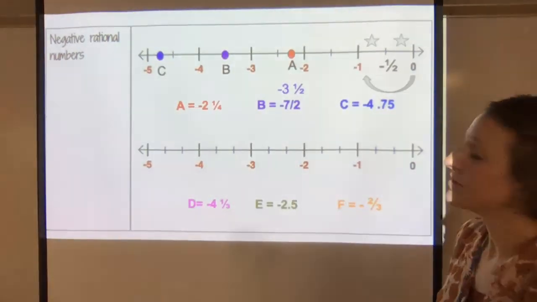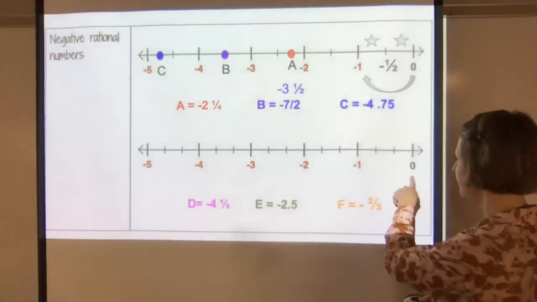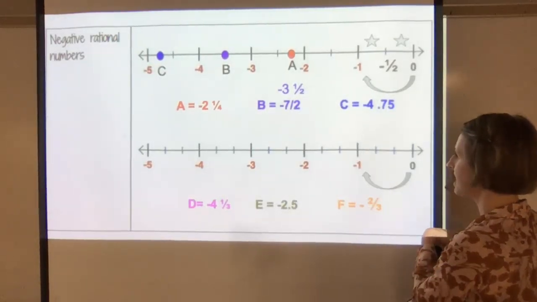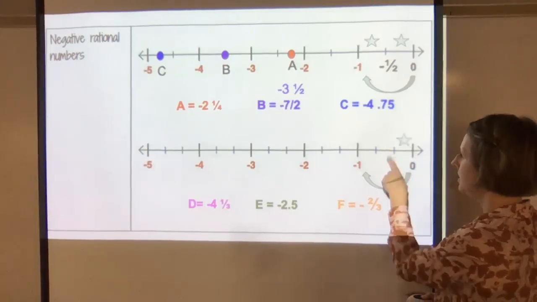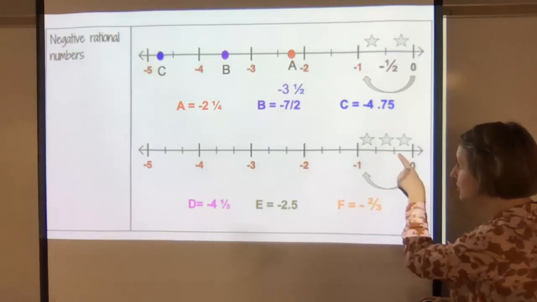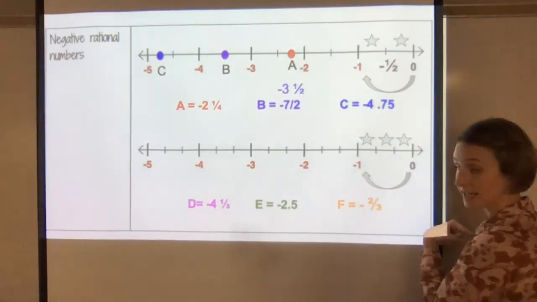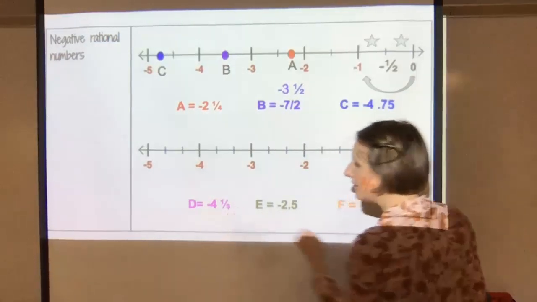Let's go to our next number line. Making sense of the number line first, find a whole. How many equal pieces is that whole cut up into? 1, 2, 3. So that means each one of these tick marks represents a third. So this would be -1/3, -2/3, -1. I need to plot -4 and 1/3.